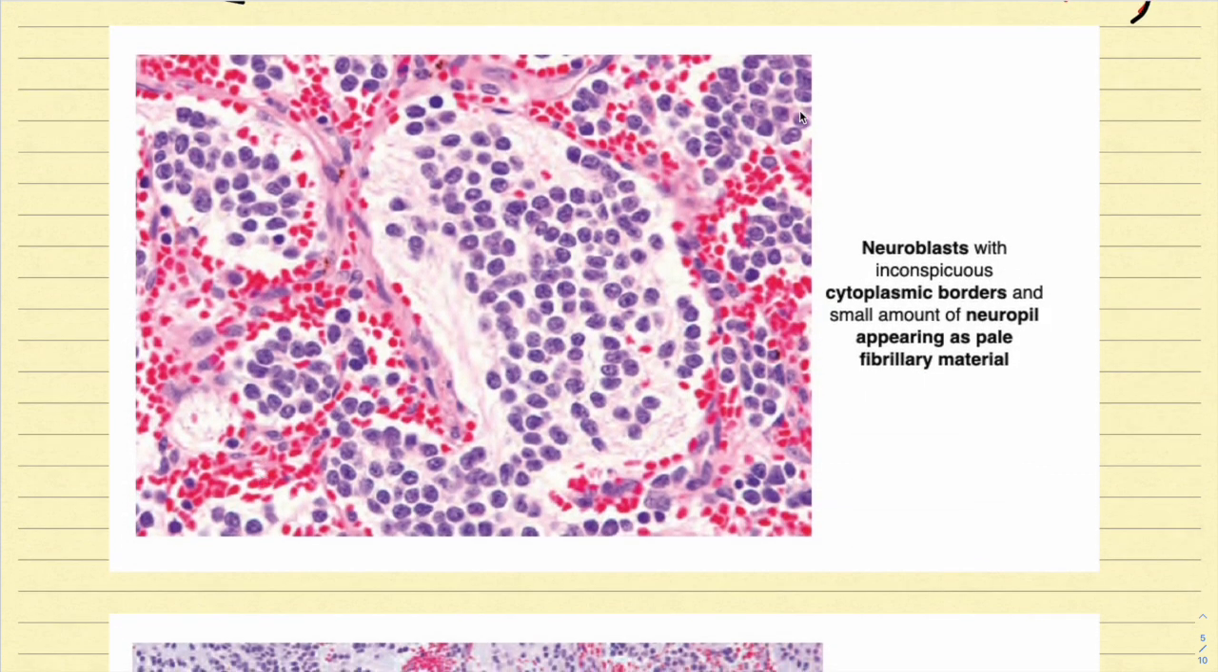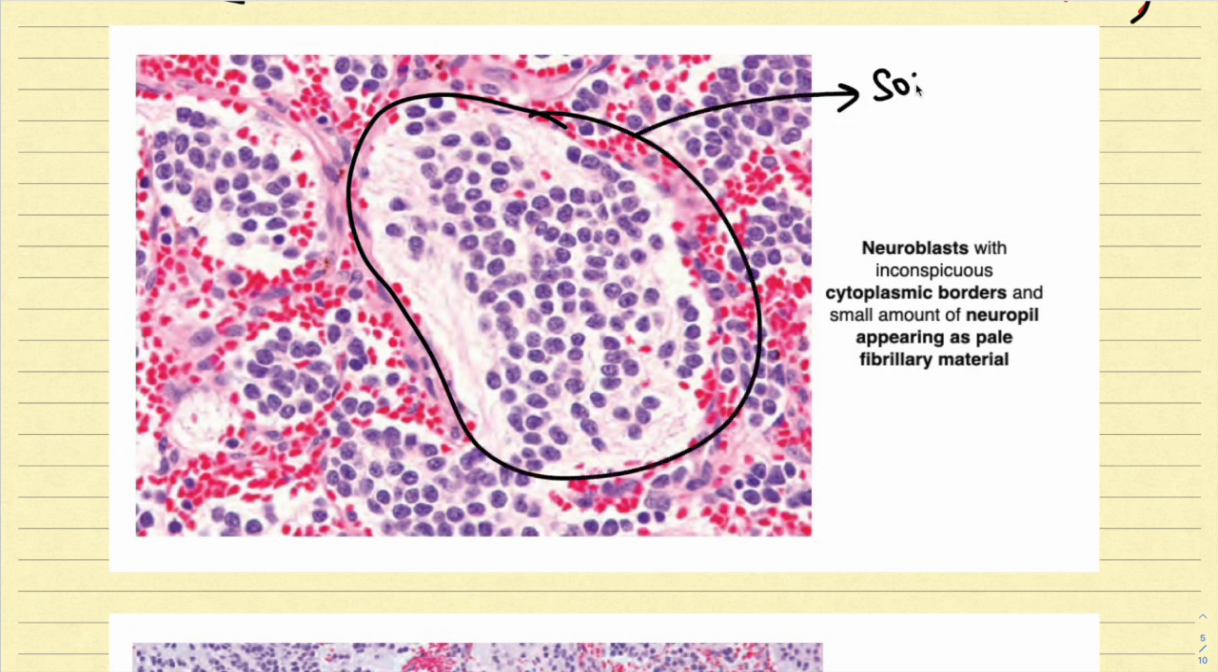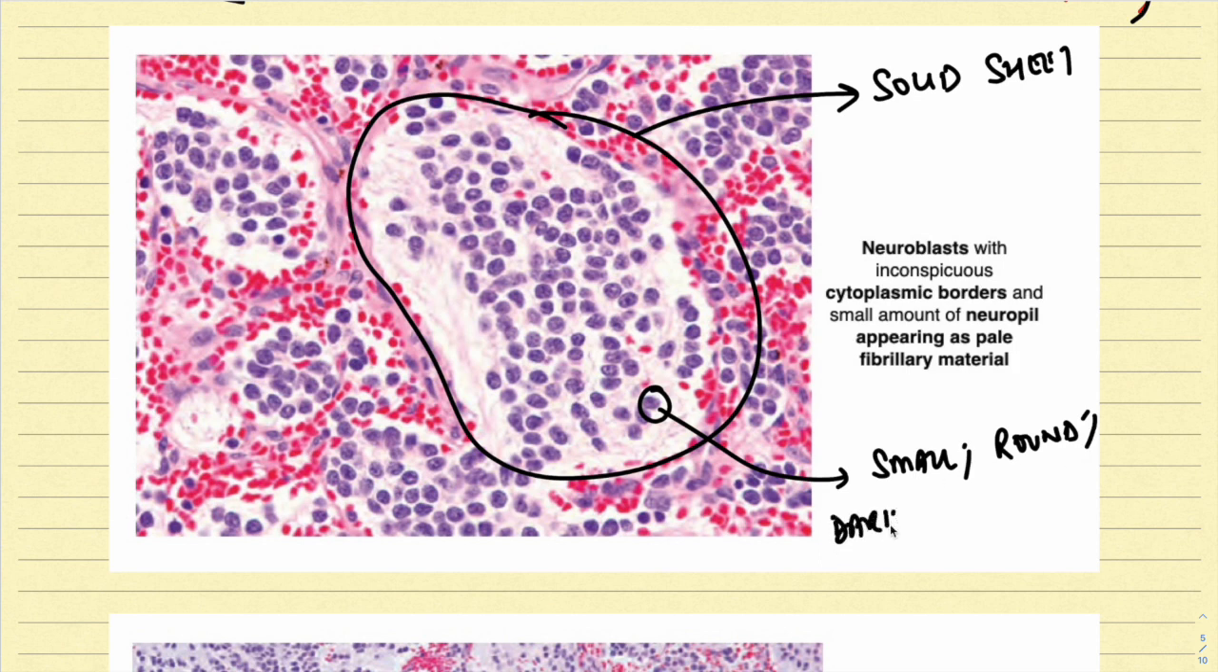Now I am going to explain to you in detail the histological diagram of neuroblastoma. If we take this particular nest of cells, this solid sheet of cells, as we can appreciate, this is a classical solid sheet of cells. And if you look at the individual cells, they are small. The nucleus is round, dark, hyperchromatic and blue in color. They have an indistinct cell border, and they have very scanty cytoplasm.